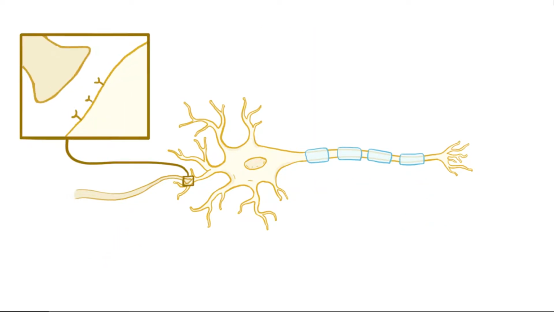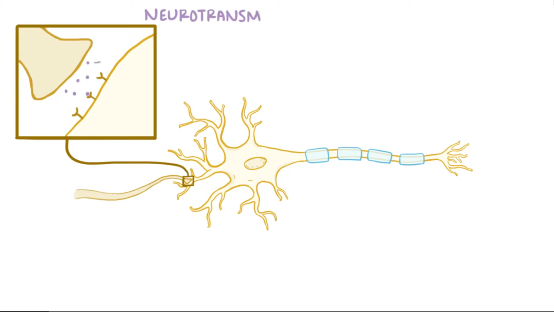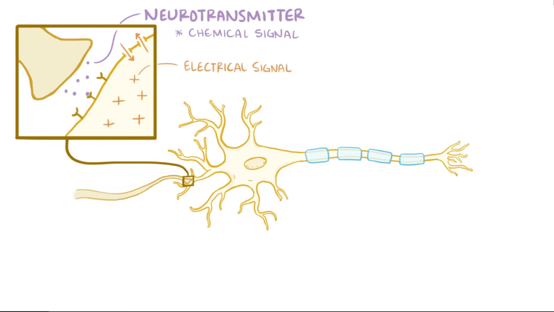Those dendrites receive signals from other neurons via neurotransmitters, which, when they bind to receptors on the dendrite, act as a chemical signal. That binding opens ion channels that allow charged ions to flow in and out of the cell, converting the chemical signal into an electrical signal.